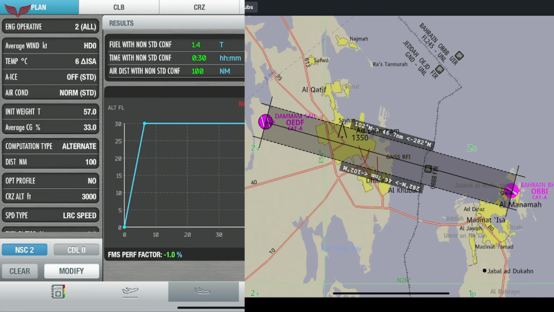And if we want to be even more diligent, we can cross-check this with FlightSmart as well, using the plan for alternate function with a non-standard configuration inserted and even doubling the distance between Dammam and Bahrain to 100 nautical miles. It actually is less than 50 miles. We still get a fuel requirement of about 1.4 tons for roughly 30 minutes of flight. So again, the picture is consistent.